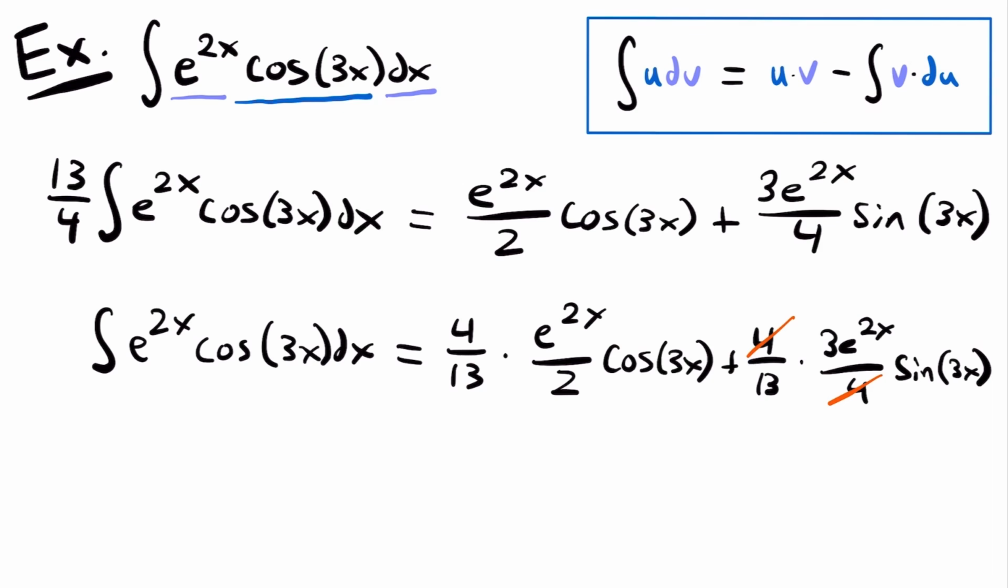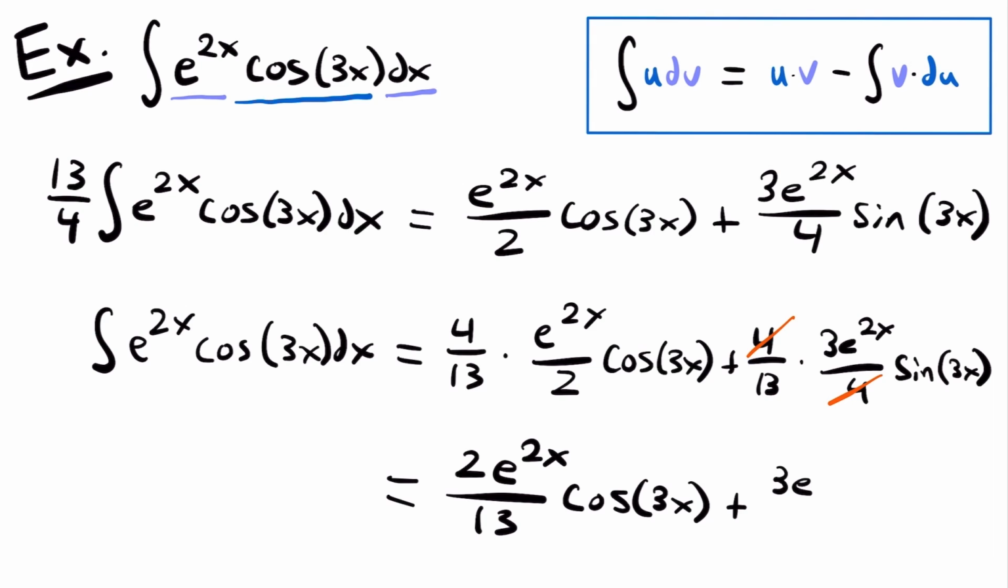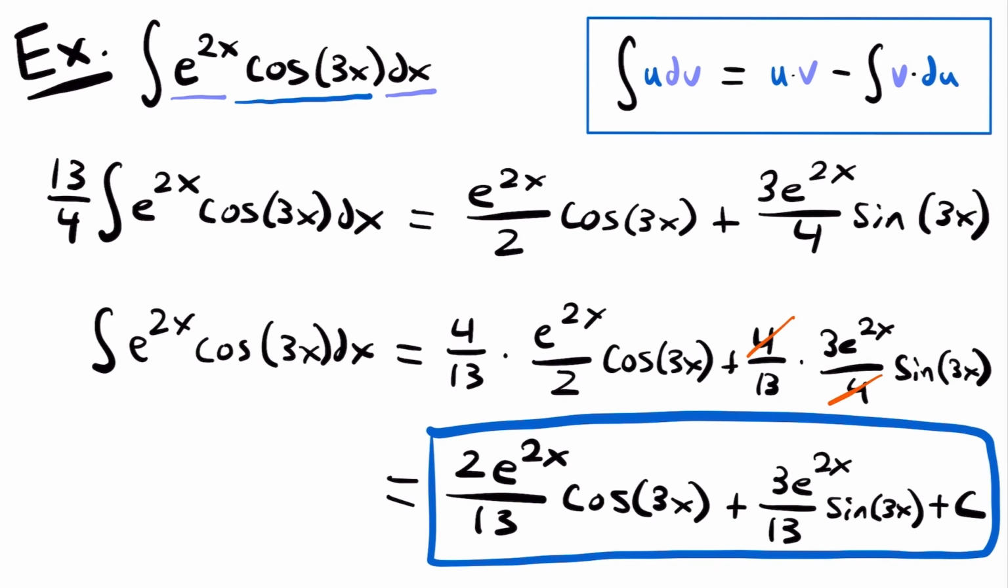And so our final answer is that this integral, which is the same as this integral up here that we're trying to solve, is equal to 2 times e to the power of 2x divided by 13 times cosine of 3x plus 3 times e to the power of 2x divided by 13 times sine of 3x, and then don't forget to add c to the end of that answer. And so this is the solution to our integral using integration by parts.